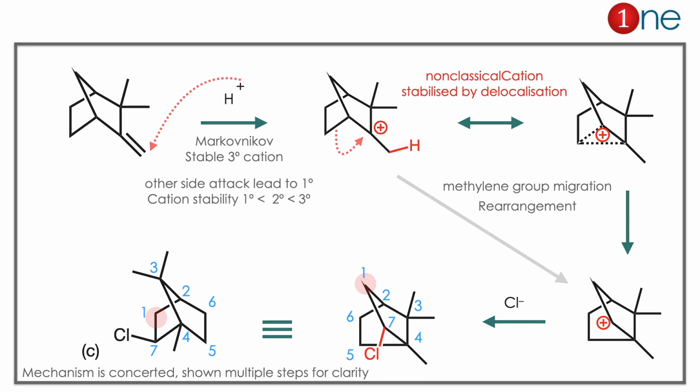So the ring is opened by methylene migration. You have cation formation on the bridged carbon. So the cation is there, and you are using chlorine. If you rewrite it nicely, the answer is C. Here the mechanism is concerted. I showed it in multiple steps for clarity. If you are interested, you can write it as 2 steps.